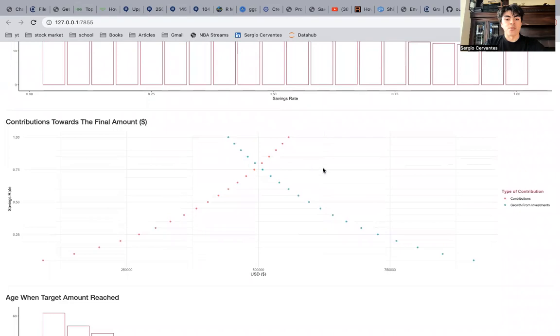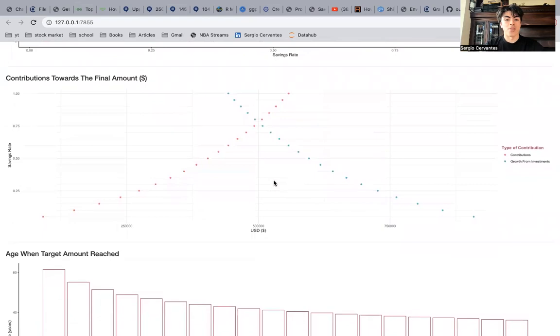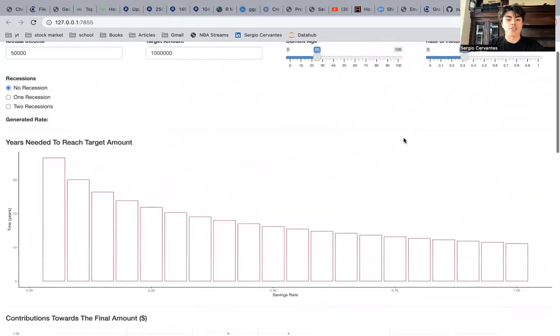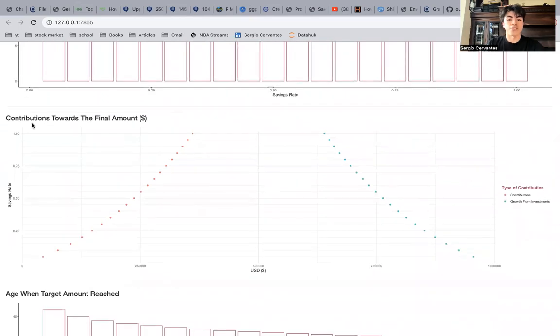This scatter plot shows a relationship between someone's savings rate and how much of the contributions towards the final amount can be attributed to their contributions themselves and the growth from their investments. There's an inverse relationship here that is made more steep by an increase to the rate of return. Essentially, as someone's savings rate increases here on the y-axis, and they're contributing more of their income to their savings, the proportion of the target amount by the time they reach it is weighing heavier to their actual contributions.